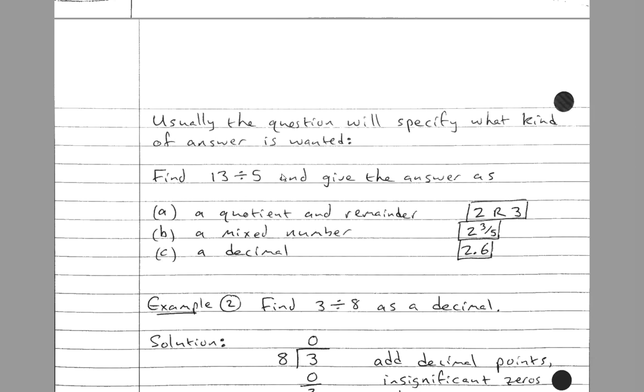It's a bit confusing, this division, with different kinds of answers. For the same question, 13 divided by 5, if the question asks you to give the quotient and remainder, then it's 2 remainder 3. If it asks you to give it as a mixed number, then 2 3/5. But as a decimal, it's 2.6. Usually the question will specify what kind of answer is wanted.